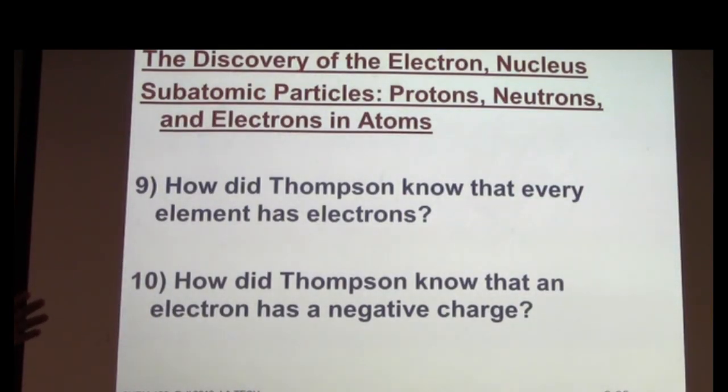How did Thomson know that every element has electrons? Every element in gaseous form produces cathode rays, right? Rays that are emitted from the cathode. How did Thomson know that it has a negative charge? It was deflected towards the positive plate of the electrical field, right?